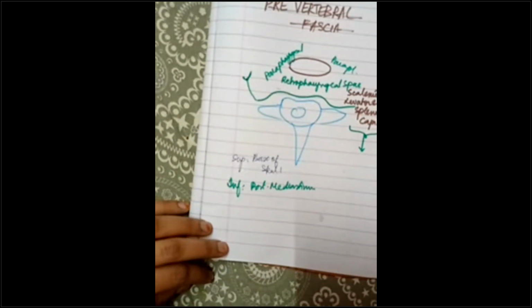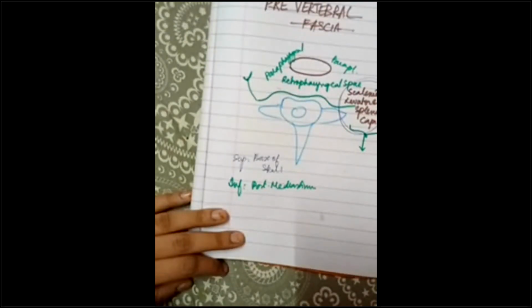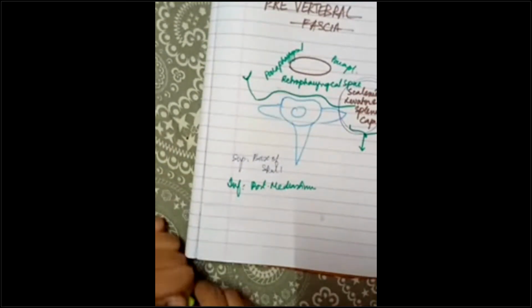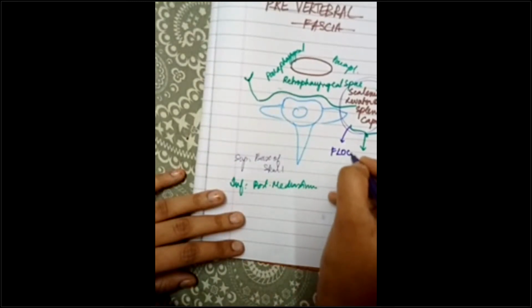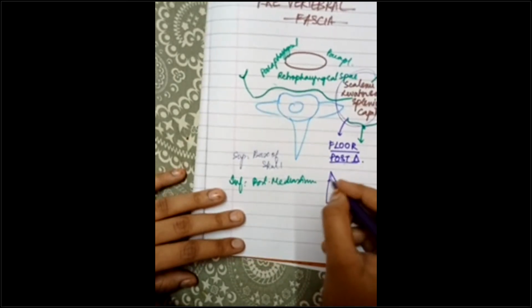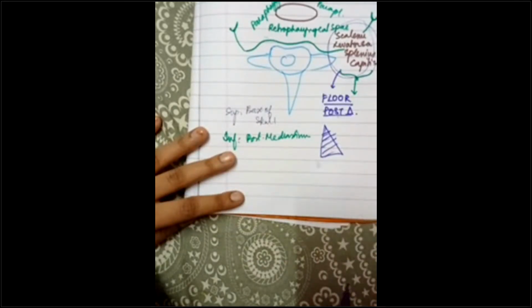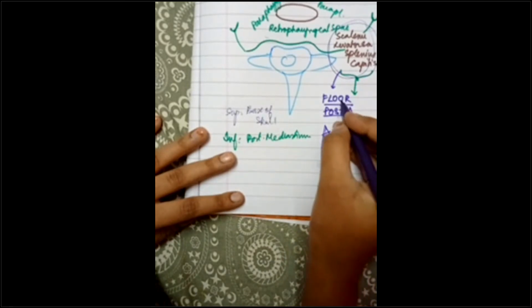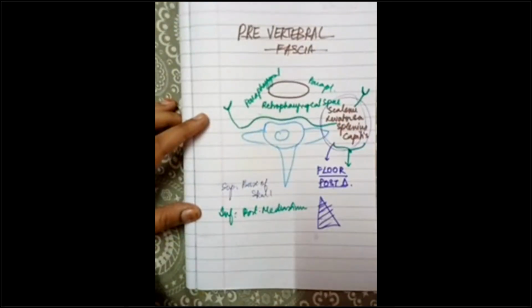Did anyone tell the answer? Where did you find this same group of muscles? Aisha is telling, floor of the posterior triangle. Very nice. The floor of the posterior triangle is made up of these muscles. You must have seen this diagram of various muscles multiple times in your books. This is the floor of the posterior triangle, which is covered by your prevertebral fascia.